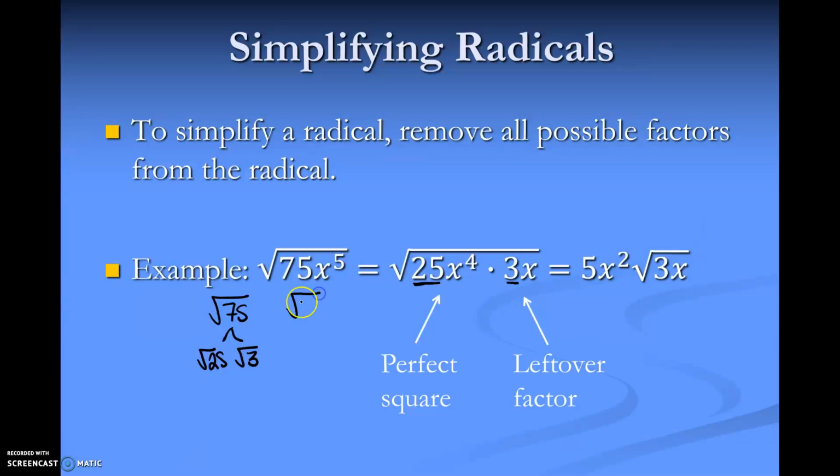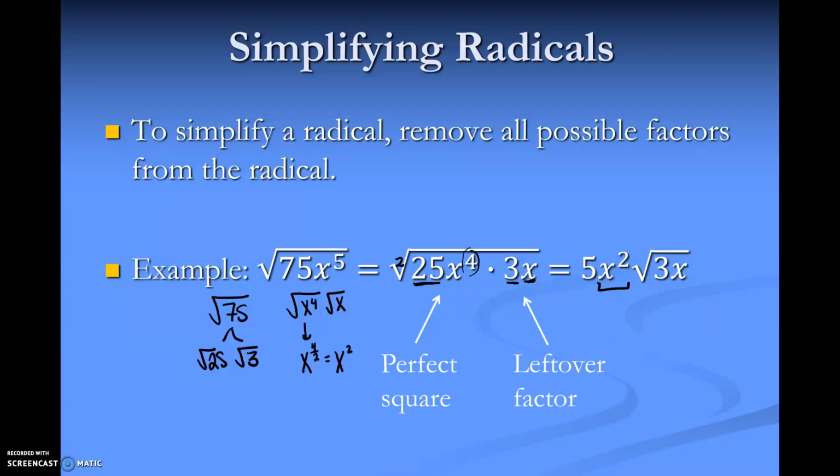We can take the square root of x to the 4th and split it. Keep in mind from previous lessons, this is the same thing as x to the 4 over 2. 4 divided by 2 is 2, so that's going to become x squared right here. If this is an even index, they want to group those x's into evens. So the square root of x to the 4th, that's an even number, so we can simplify it, and the square root of x, that's the leftover portion. So we end up with the perfect square portion and the leftover portion.